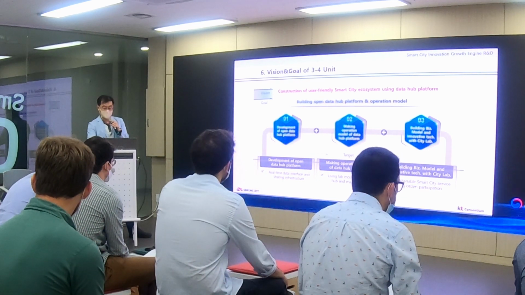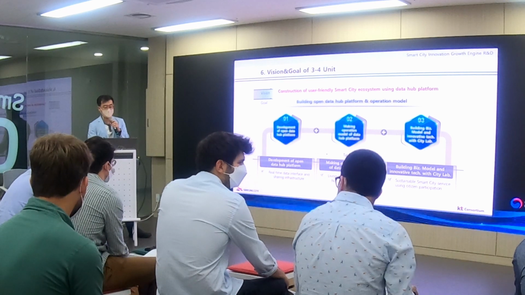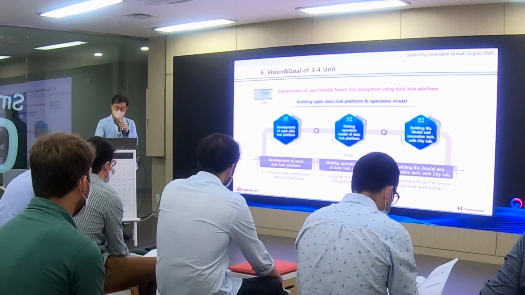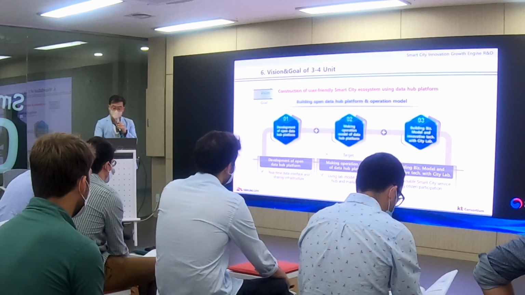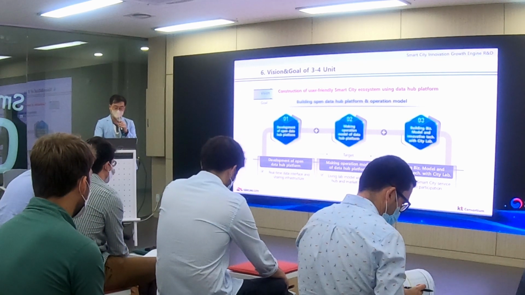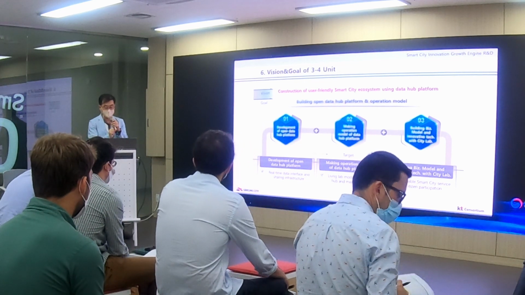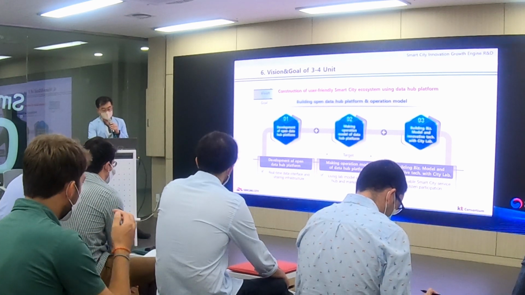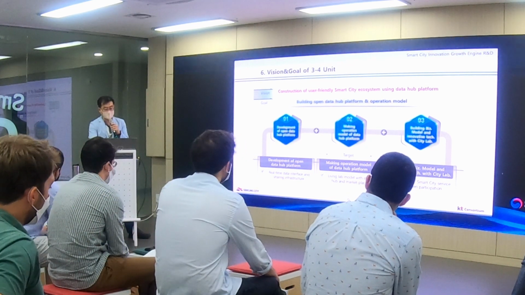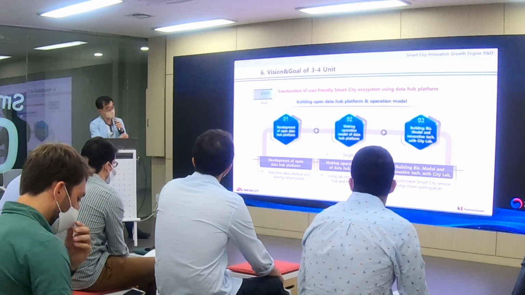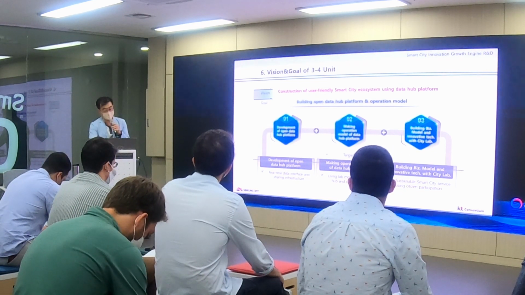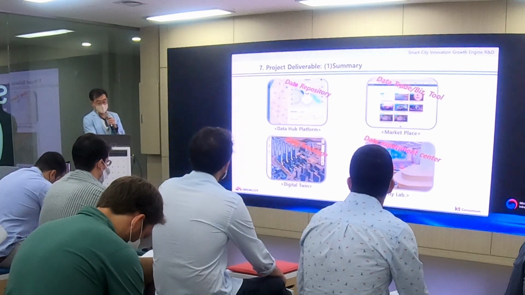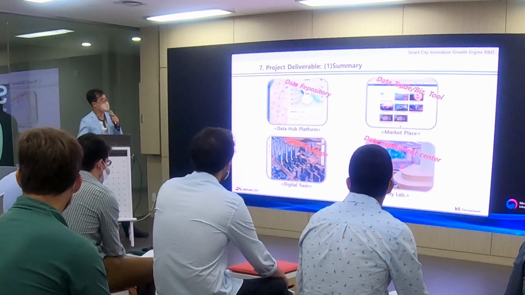From this slide, I will tell you about task 4, the data hub platform, in detail. The vision is the construction of a user-friendly, citizen-friendly smart city ecosystem using the data hub platform. There are 3 targets of task 4. First is the development of the data hub platform, second is the marketplace and digital twin, and third is the CityLab, making a business model. This slide shows the project deliverables.